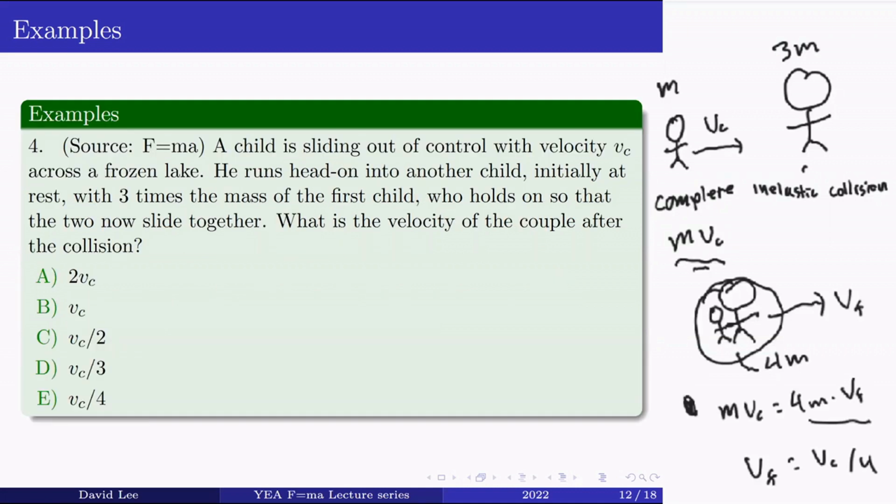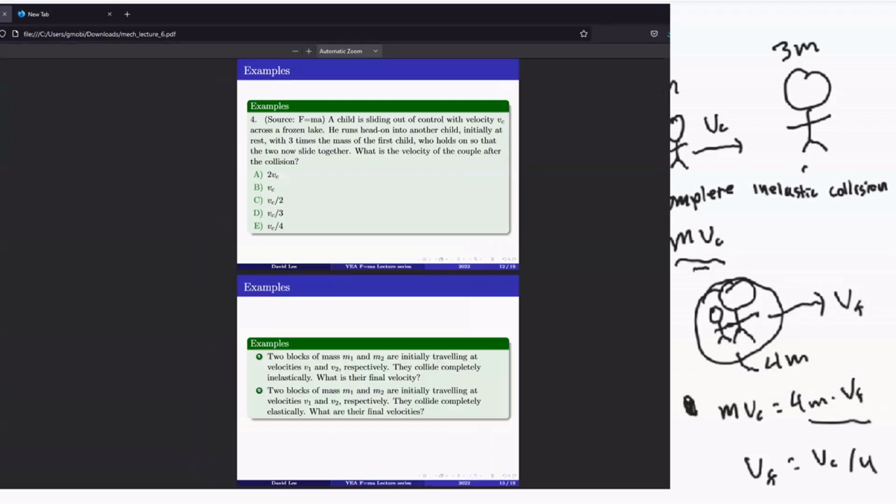Uh-oh, I actually added another problem. So let's reload this. Anyways, where's my problem?